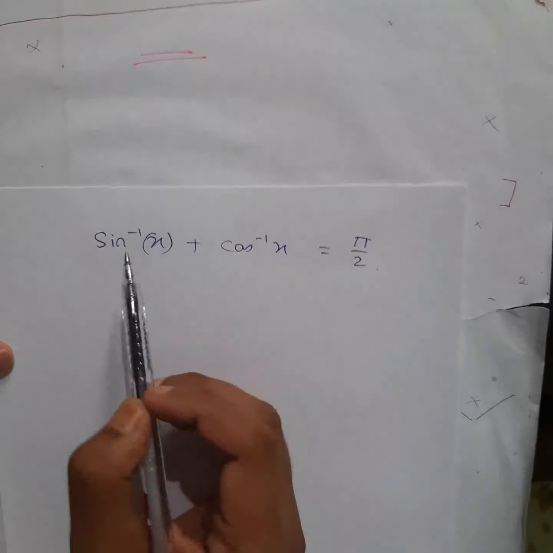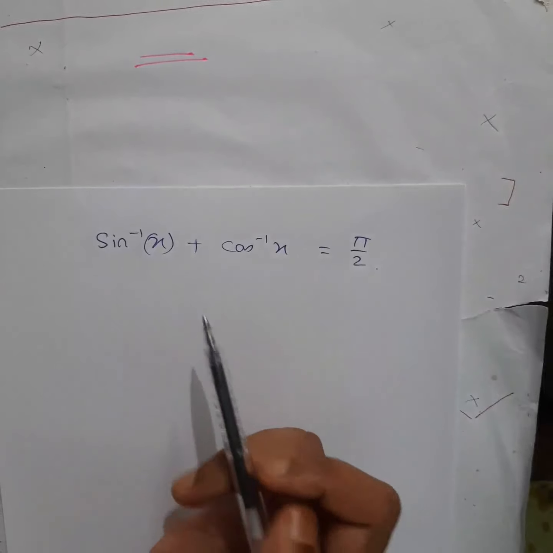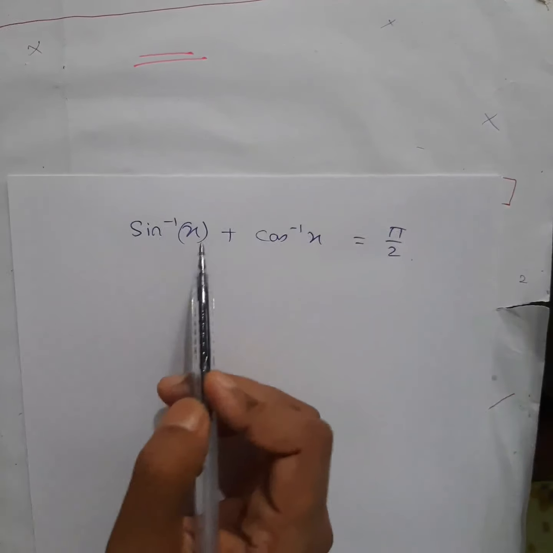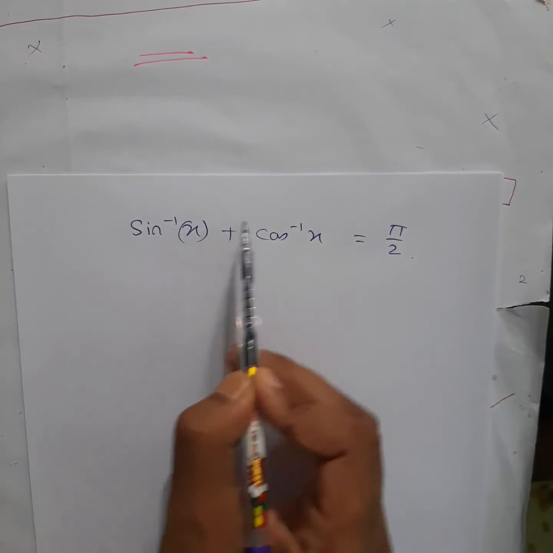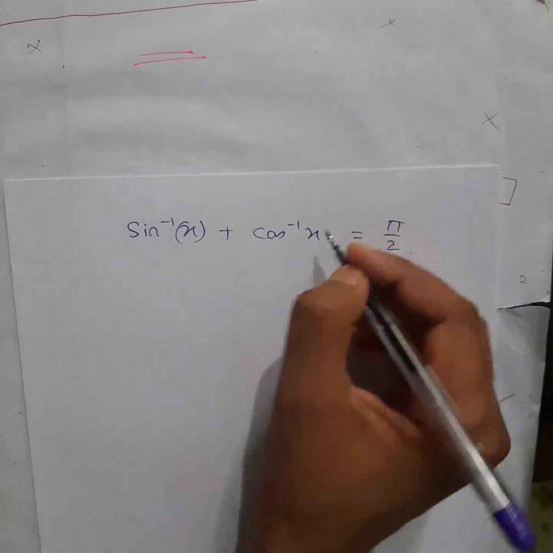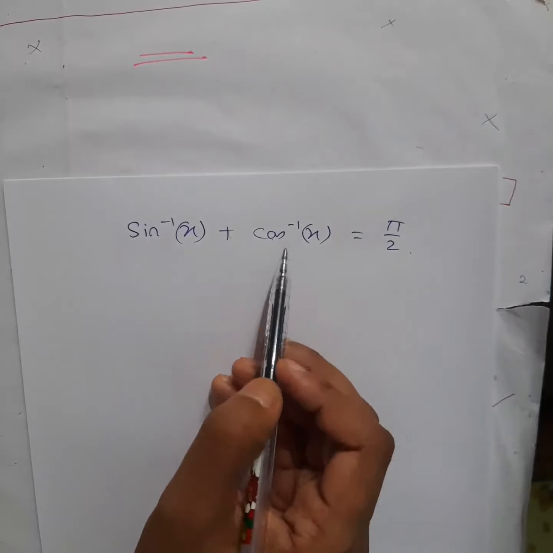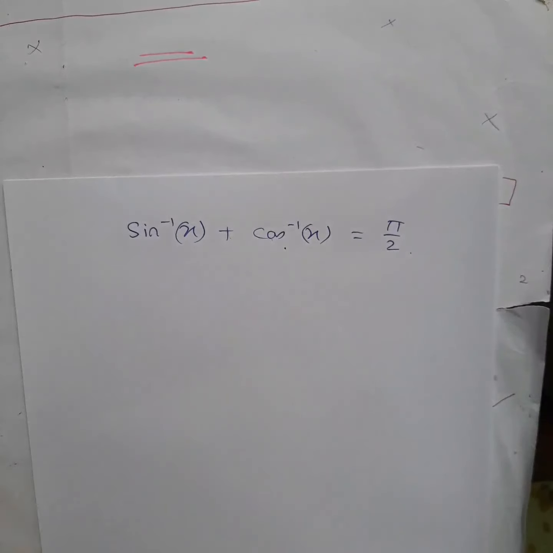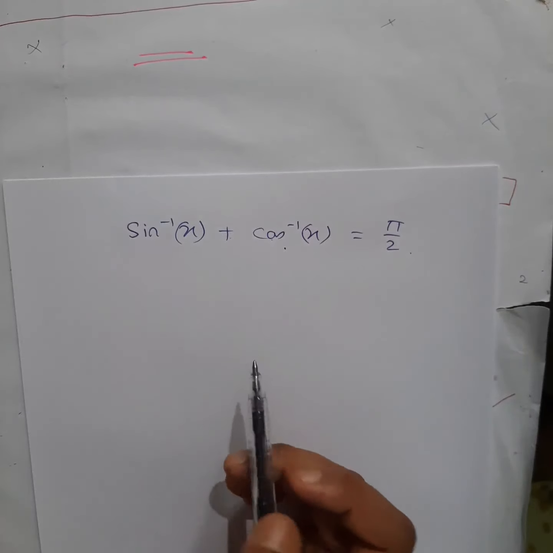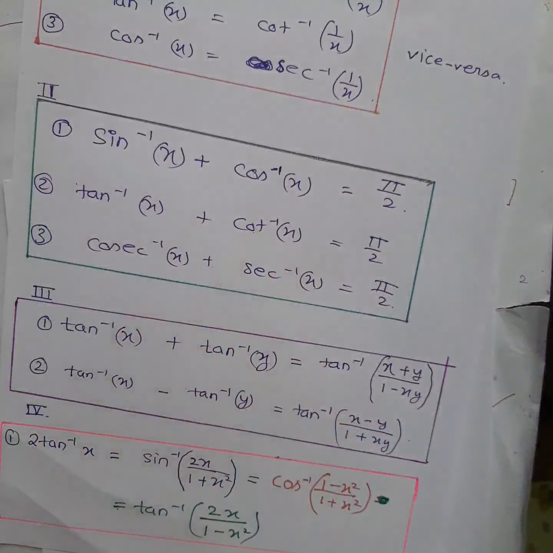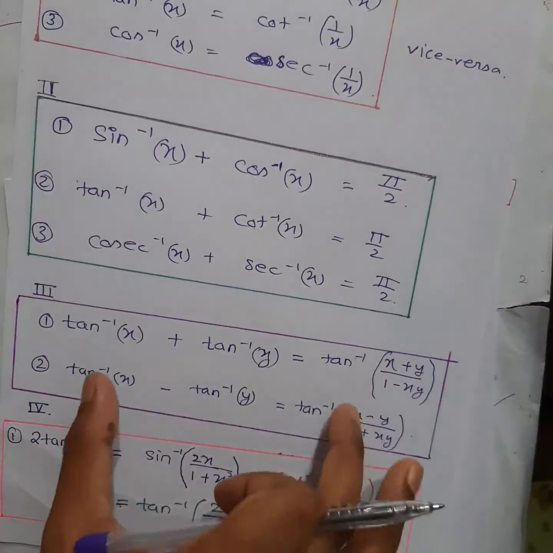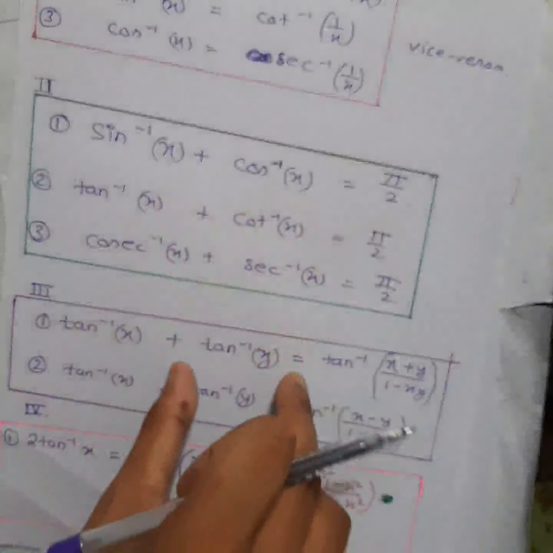First, we'll try to understand what formula I will use to derive this. See carefully: sine inverse x plus cos inverse x is equal to pi by 2. Obviously, to derive this inverse trigonometry identity, I will take help of normal trigonometry. I will use normal trigonometric functions to derive all these identities.